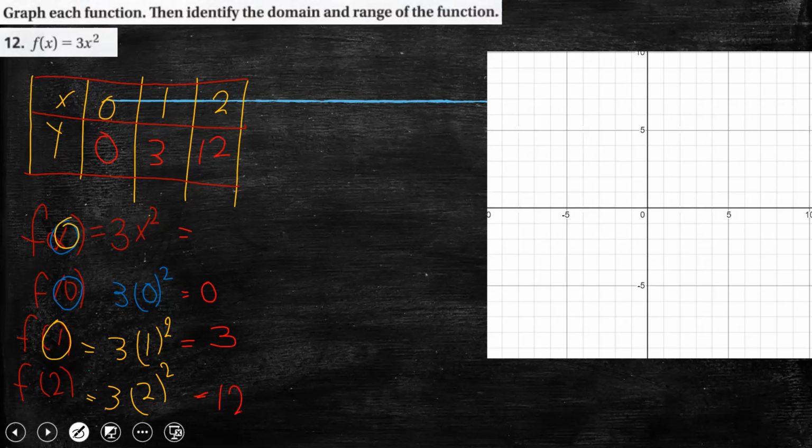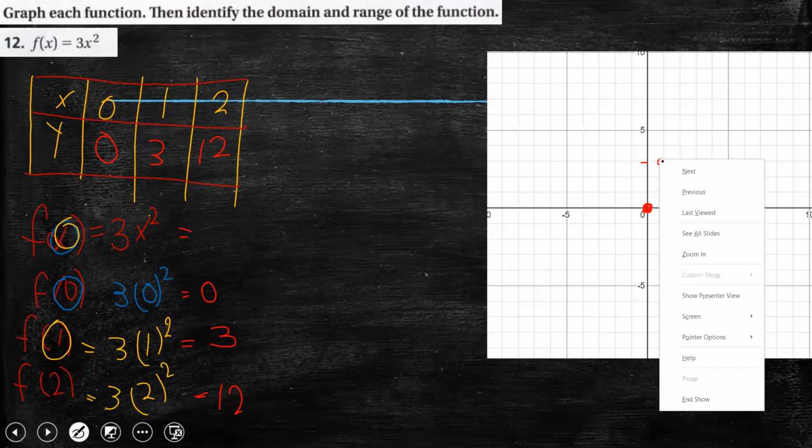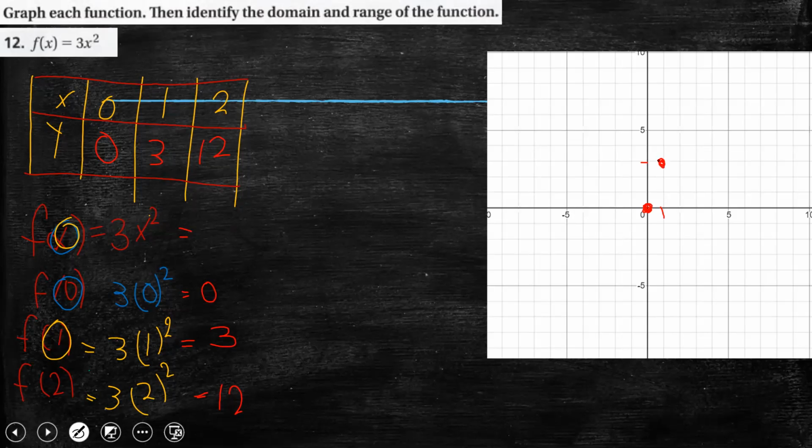So these are the points now here. Now let's plot them on the graph. 0, 0. 1, 3. Now who can tell me, does the shape open its hands upward or downward according to the coefficient of 3? Upward, thank you.